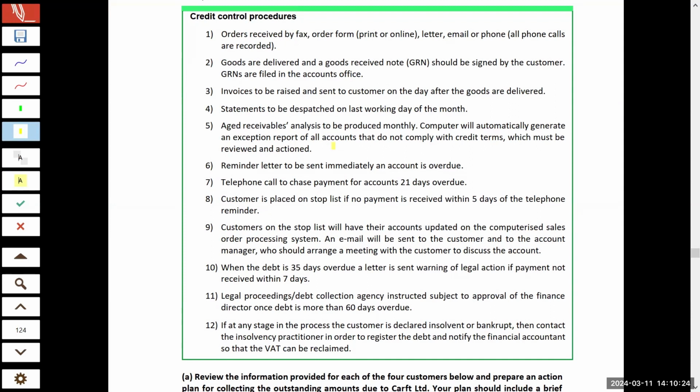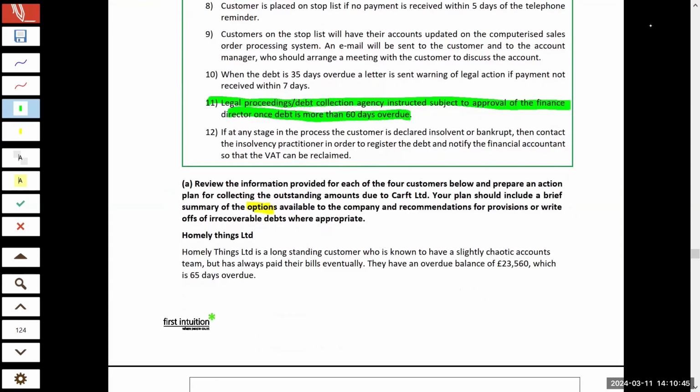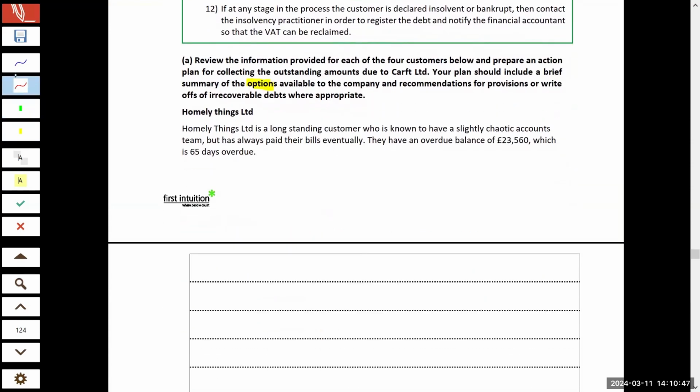So now at this stage, we're saying that the debt is more than 60 days overdue. It literally says that, doesn't it? So we are at step 11. So once the debt's more than 60 days overdue, legal action can start to be taken. So that is one option, isn't it? So we can start to write that.